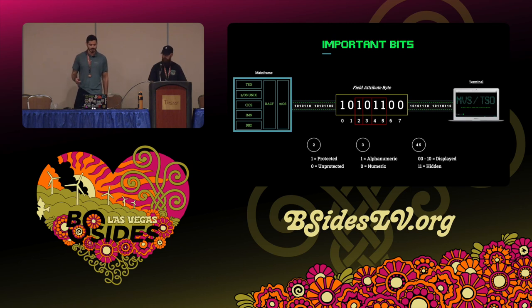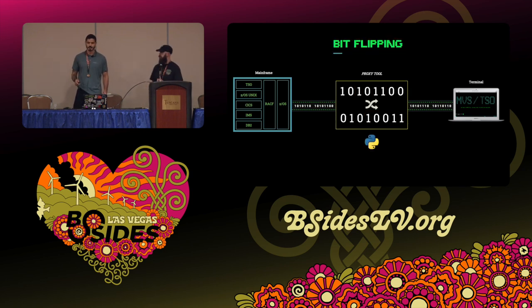Each highlighted bit in this byte has something to say about how that field is displayed on the screen. So the bit in position 2 determines whether a field is protected or unprotected. The bit in position 3 determines whether a field is numeric or alphanumeric. And the bits in positions 4 and 5 work together to determine whether a field is hidden or displayed. So we were especially interested in bits 2, 4, and 5, because if we could intercept this traffic and flip these bits so that protected fields become unprotected and hidden fields become visible, we would have viable test cases for hacking mainframe applications. And we get to share this research with you today because it worked.